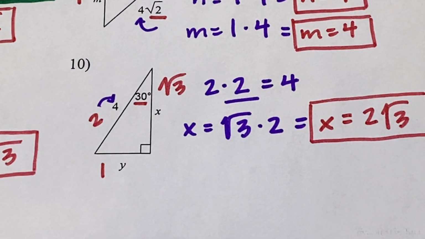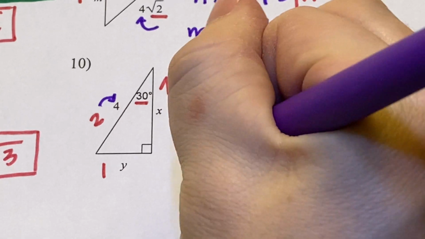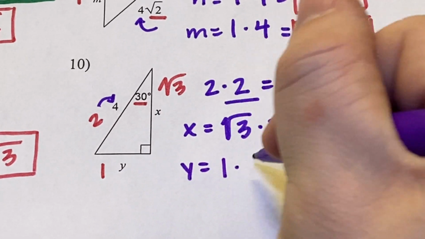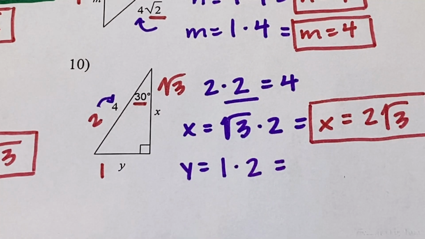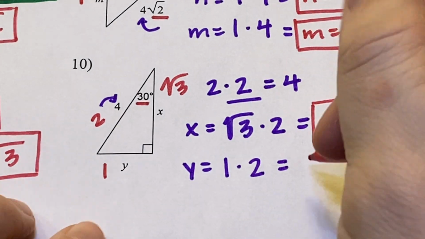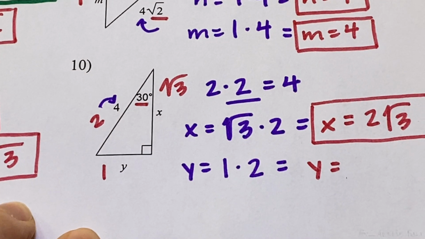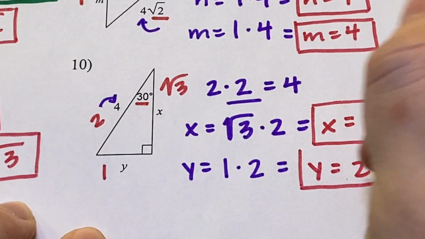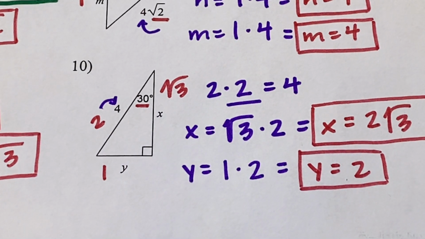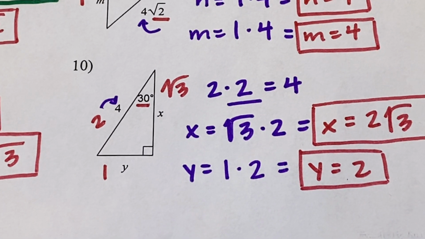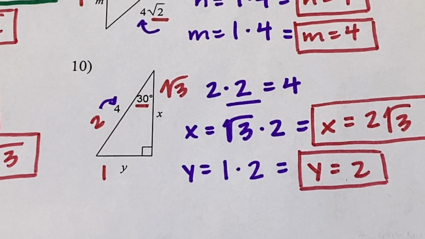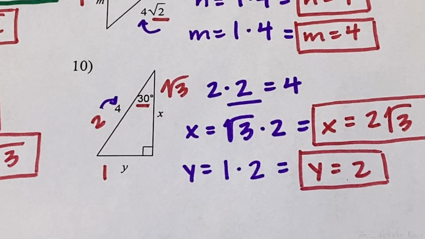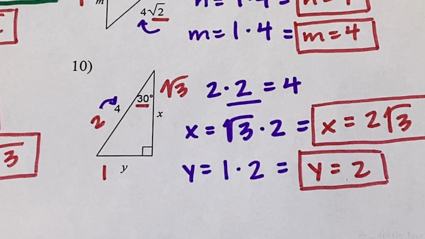Okay, now let's do the y side. The y side started as 1. Then I have to multiply it by 2 as well. What is my y side going to be now? 1 times 2 is 2. Beautiful. So once you know how the sides of a special right triangle started, you can easily figure out how they're all going to change. Just find out how they changed on one side, and do the same to the other sides. Okay?